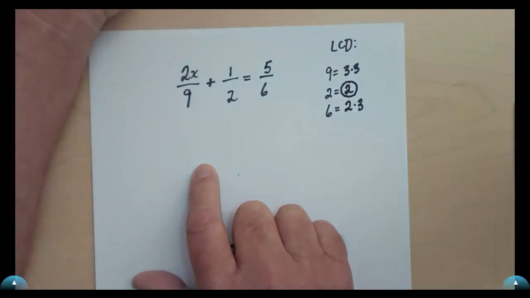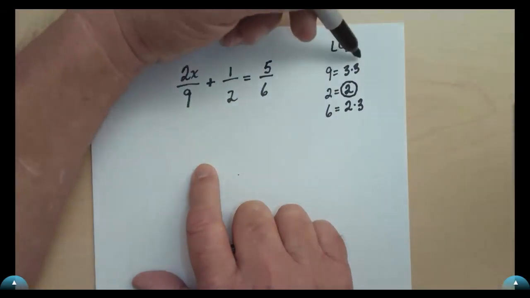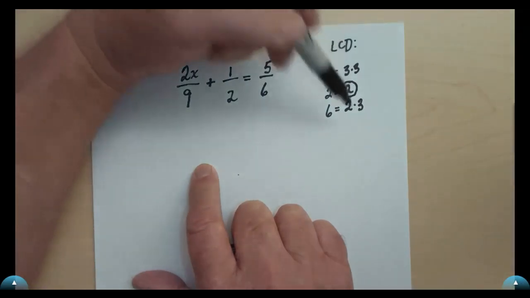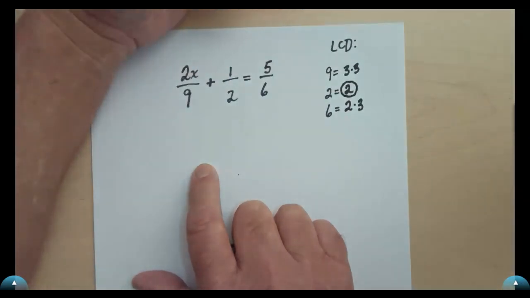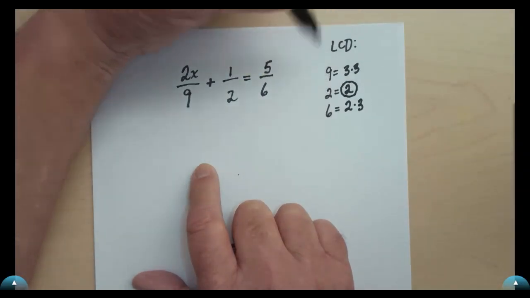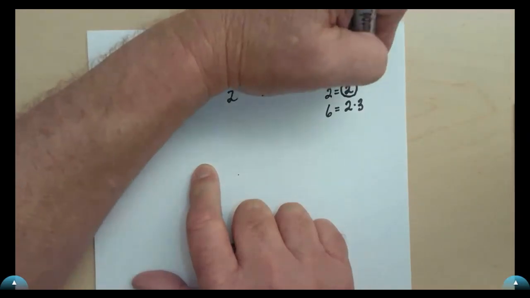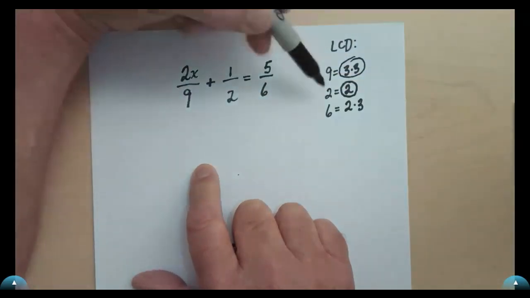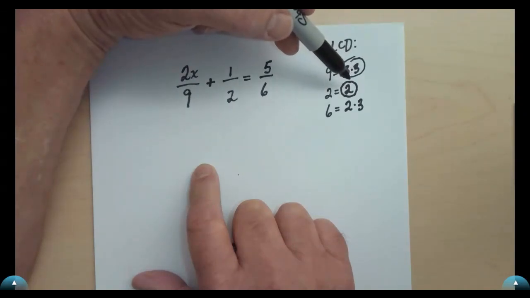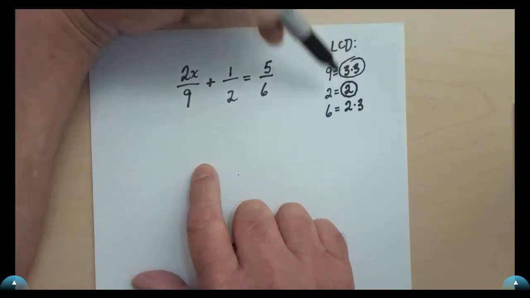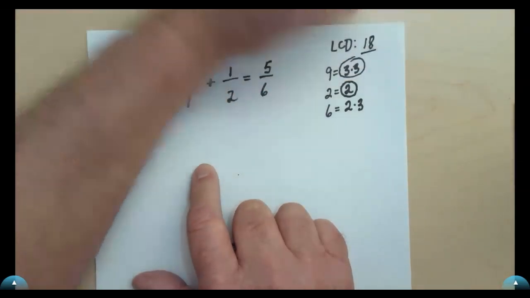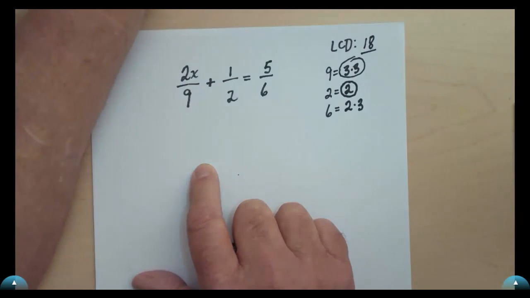And then when I look at the 3's, 9 has 2 factors of 3. 2 doesn't have any factors of 3. And 6 has one factor of 3. So none of these numbers have more than 2 factors of 3, then I need exactly 2 factors of 3. If you multiply all of those numbers that I've circled together, that'll give us the least common denominator. 3 times 3 is 9. 9 times 2 is 18. That's our LCD. Everybody with me? That's pretty simple to do.